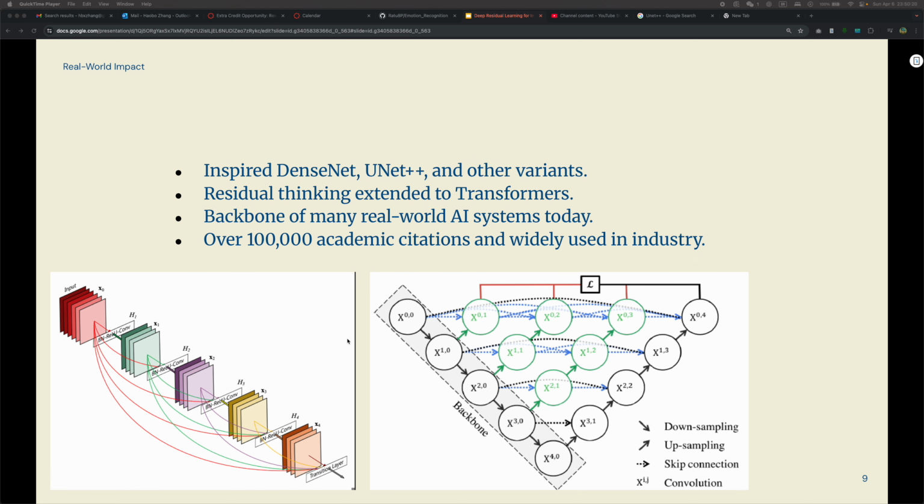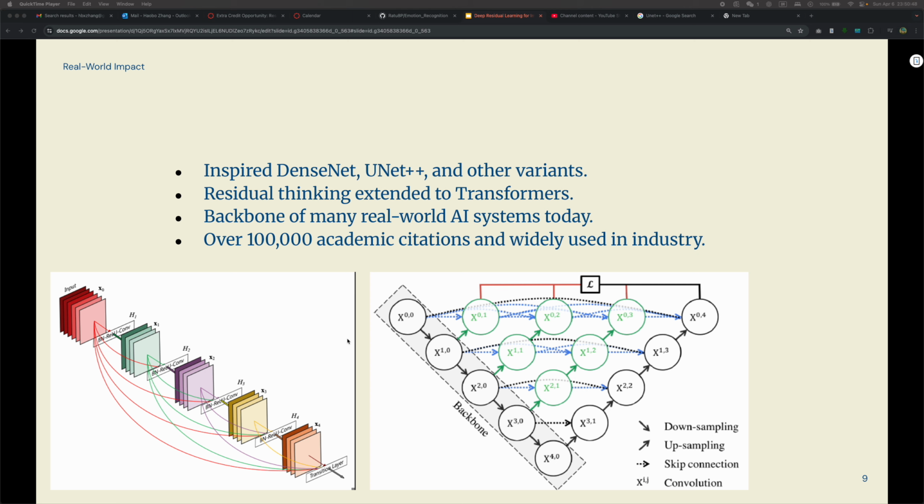So talking about real world impact, the influence of this paper has been enormous. Many model architectures build upon its ideas. Even in transformers, residual connections are used. With over 100,000 citations, it's currently one of the most impactful papers in machine learning.